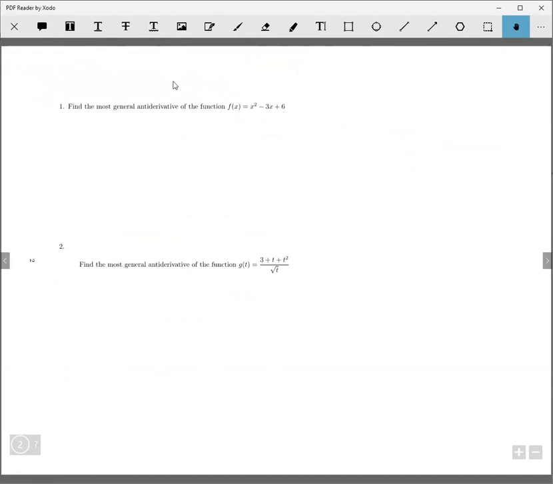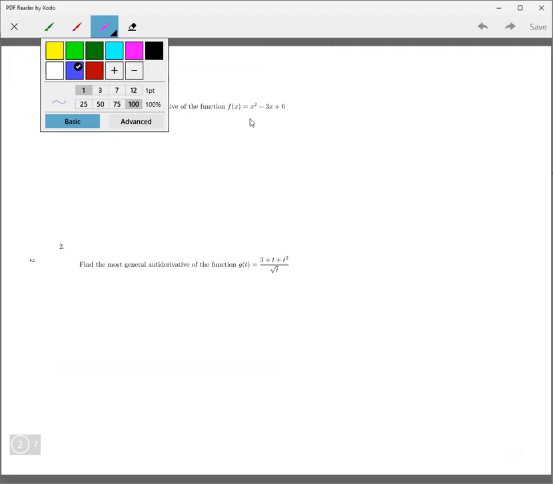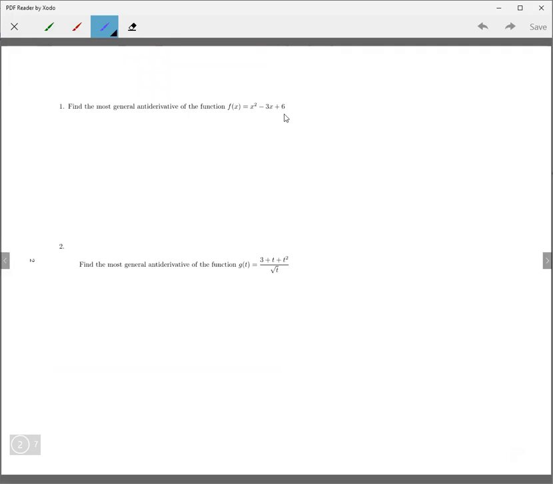Okay, number 1, find the most general antiderivative of the function f of x equals x squared minus 3x plus 6. You take each of the pieces. According to the theorem on the previous page, you can handle each of these separately, just as when you take the derivative. So x squared becomes x cubed. But when you take the derivative of x cubed, you have this 3 coming down, and then it reduces by 1 power. So if you divide by 3, that's going to work.